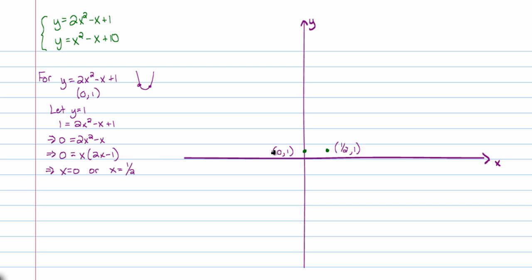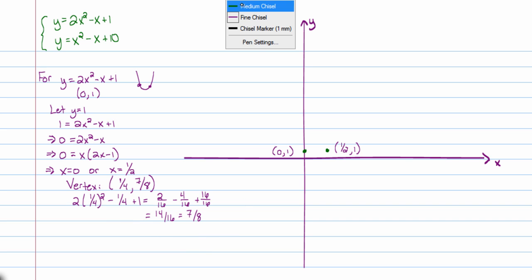Now halfway between those 2 points will be my axis of symmetry and my vertex. So I know the vertex will be at halfway between 0 and 1/2, which is 1/4. And I just plug that 1/4 into that equation to find my y value. And I'll go ahead and do that calculation very quickly. We find out that the y value for the vertex occurs at 7/8, which is just below the height of 1. So again, this is x equals 1/2, so this is x equals 1/4, and the y value is just below the height of 1.